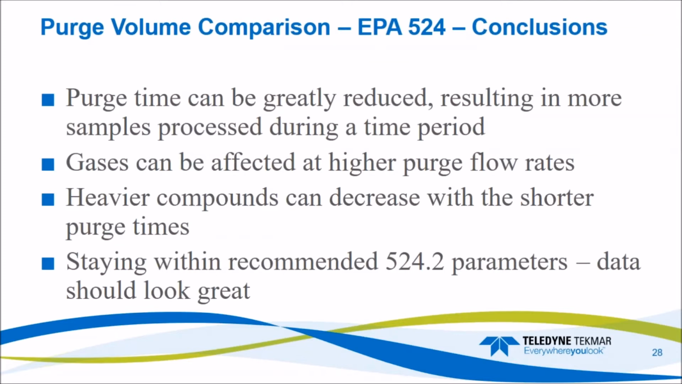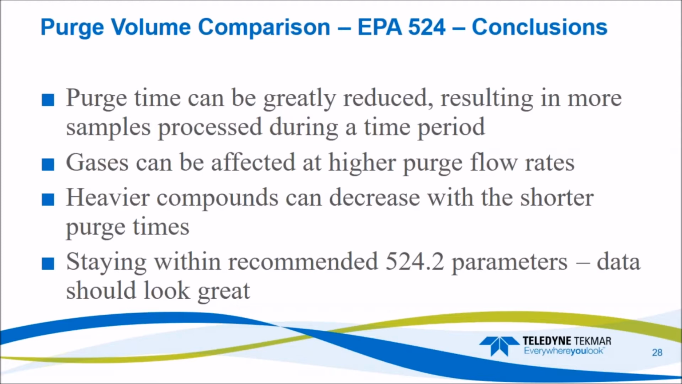But by varying the EPA 524 method purge flow rate and volume, the purge portion of the purge and trap cycle time can be cut in half. As a result, more samples can be processed during a typical calibration cycle without analytical shortcomings, and depending, you can play with that desorb time too.